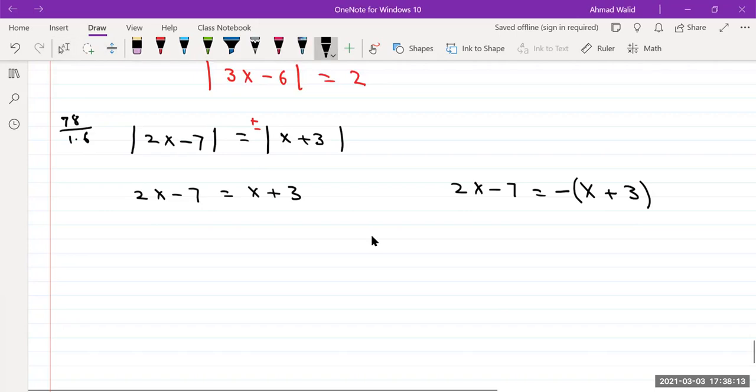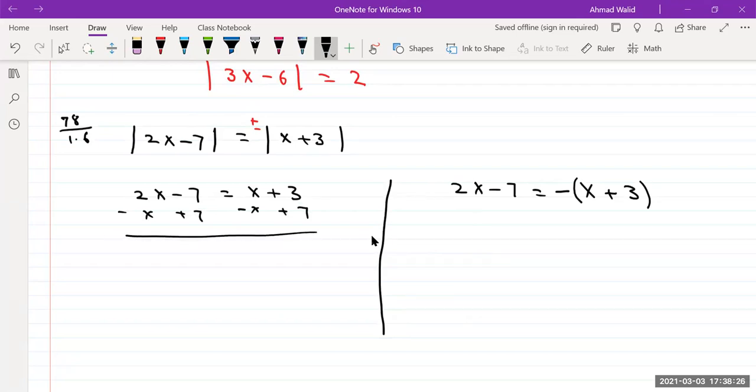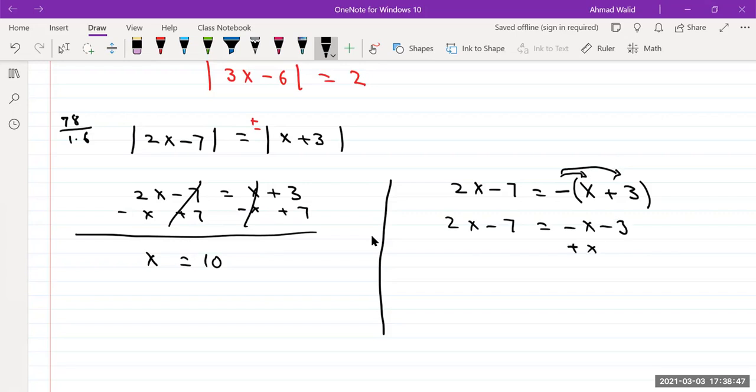I had a call. Now, solving these two equations is easy, right? Solve the first one. X is on one side, number on the other side. Subtract x from both sides and add 7 to both sides. 2x minus x gives you x equals 3 plus 7 gives you 10. Here, first distribute the negative to the parentheses. 2x minus 7 equals negative x minus 3. Now add x to both sides and add 7 to both sides.